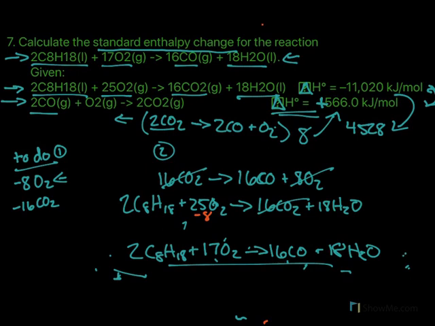So if I add 4,528 to negative 11,020, my answer would be that the delta H value for this reaction is going to be negative 6,492 kilojoules per mole.